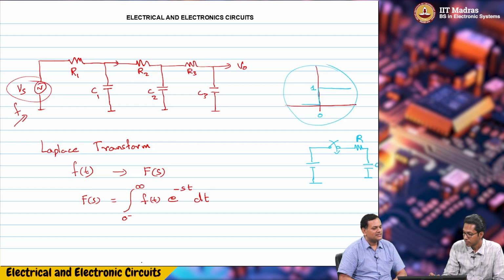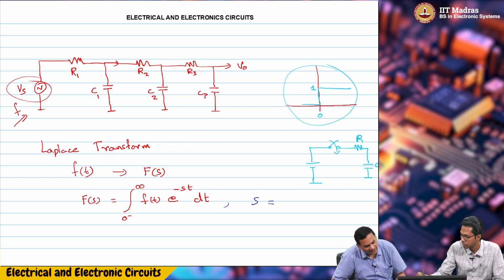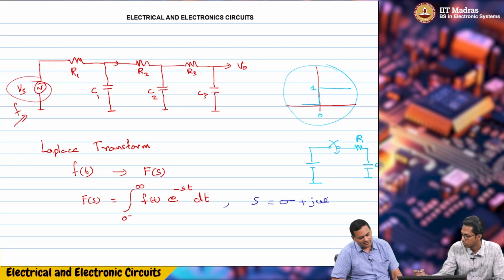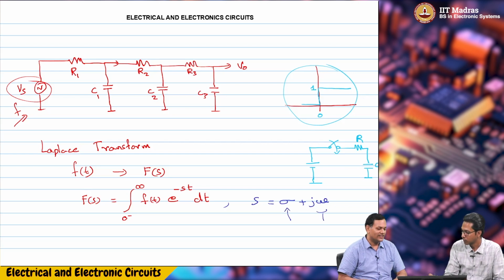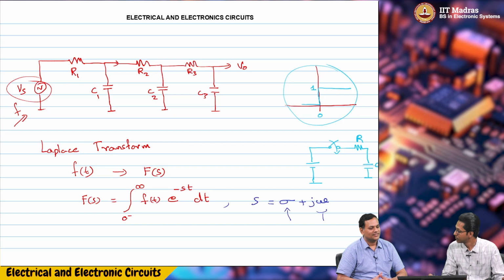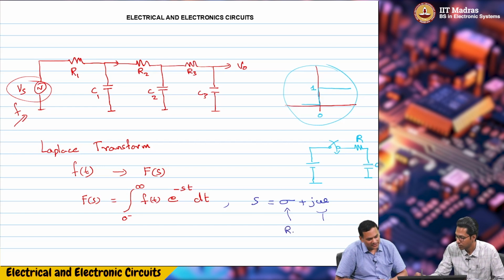S, yes, it's some sigma plus j omega. Oh, complex numbers again. Yeah, so this has got some real part and an imaginary part. I see, understood. So real and imaginary.